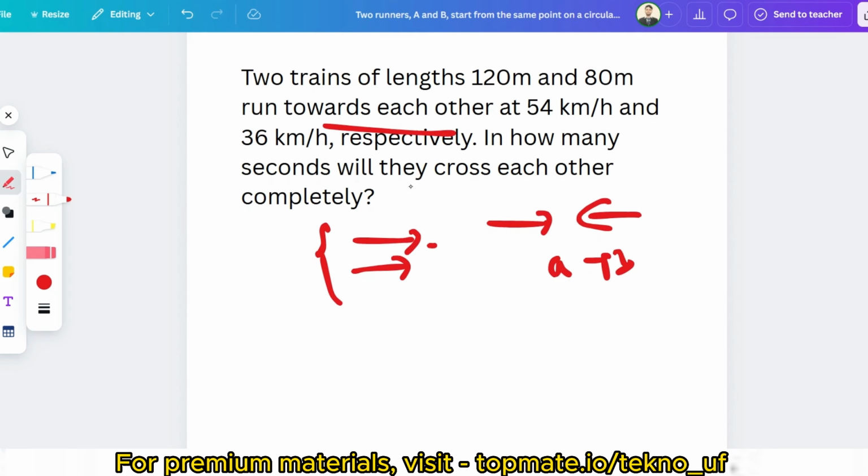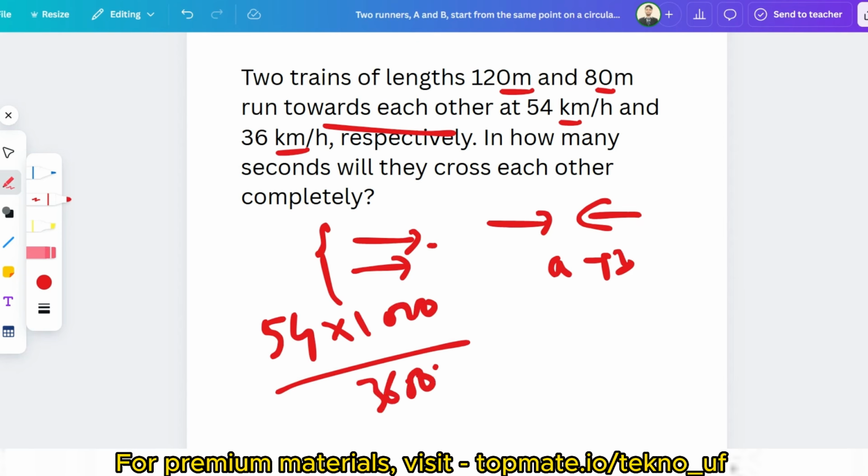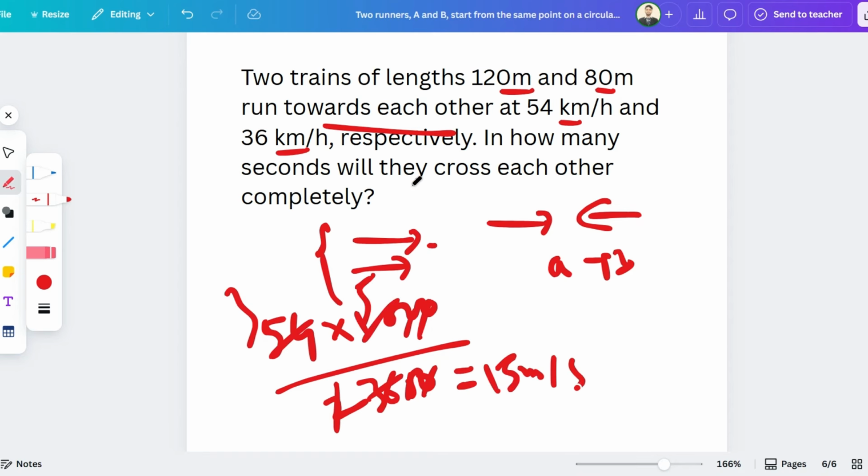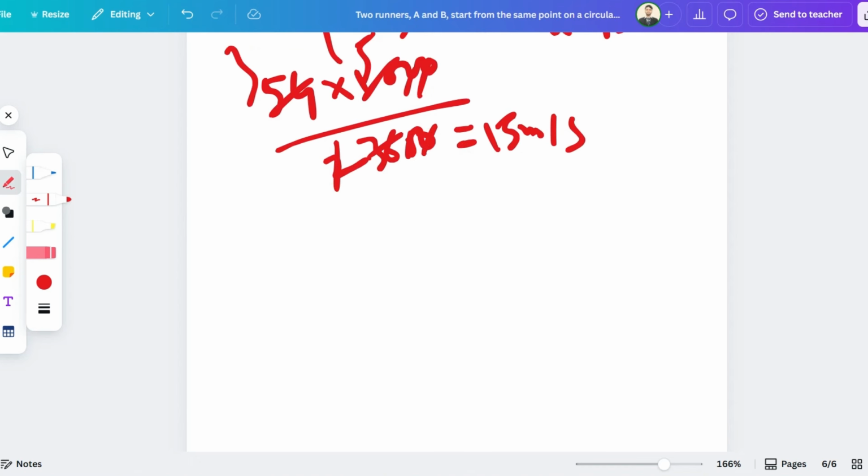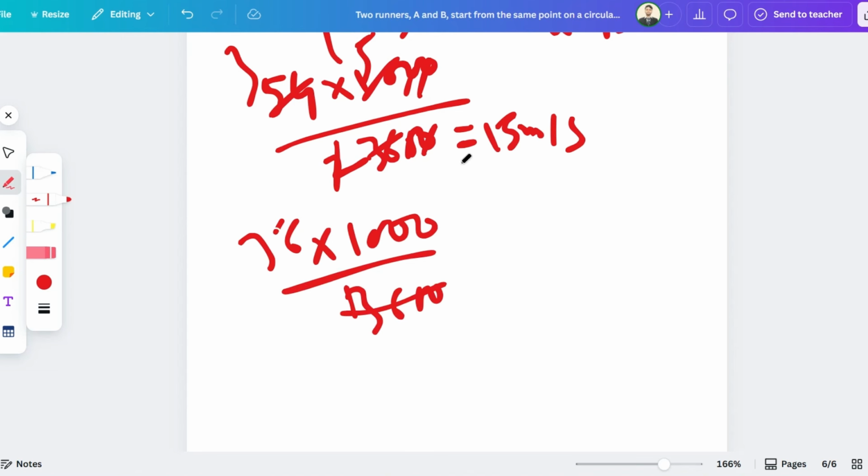Now as the lengths are in meters, we have to convert these units into meter per second. So 54 kilometer per hour, let me just convert this: 54 into 1000 by 3600. Okay, 15 meter per second. And for 36 kilometer per hour, 36 into 1000 by 3600, okay, 10 meter per second.